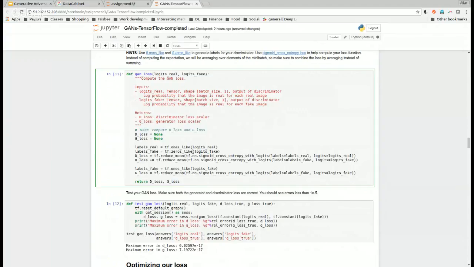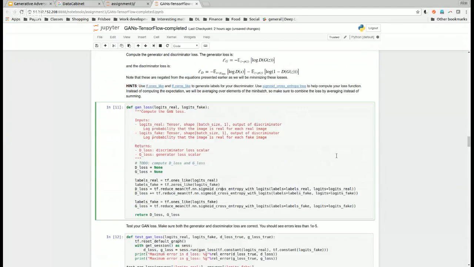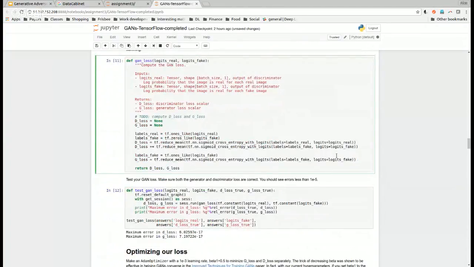So here, TensorFlow has a cross entropy function, sigmoid cross entropy with logits. All you have to do is feed in the appropriate labels, and then feed in the logits, which we get from the discriminator. It's because in this version the discriminator is not actually calculating the probability, it's calculating the logits instead. But that's fine because TensorFlow can handle it. I mean, it has a function for it specifically.